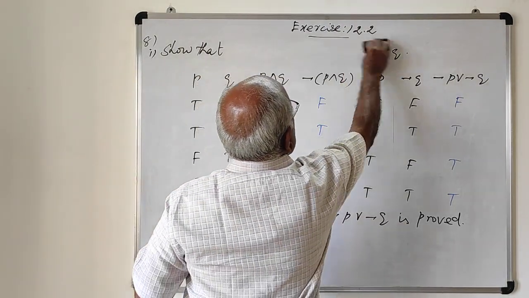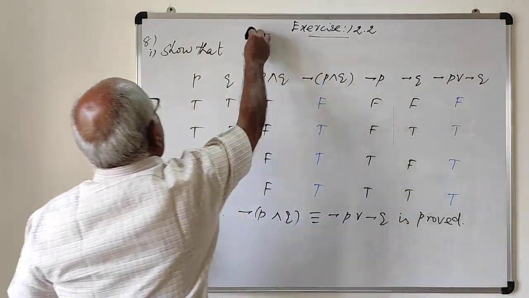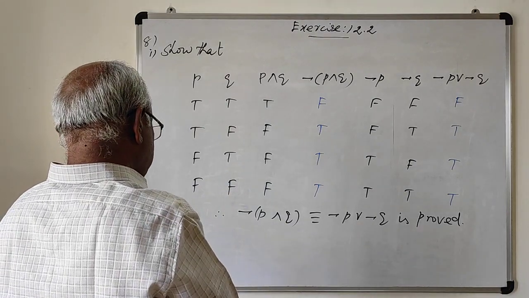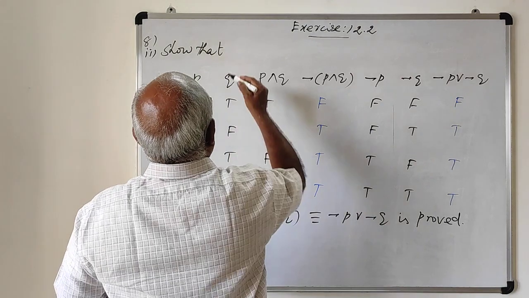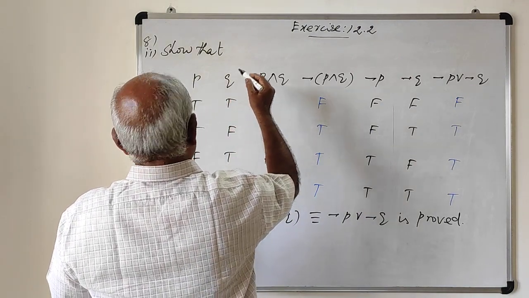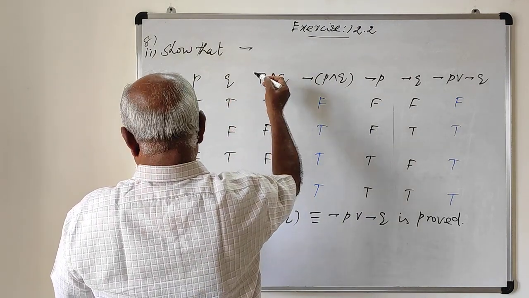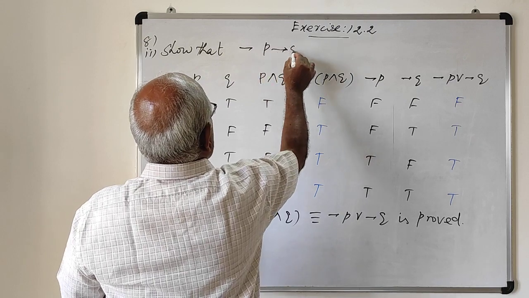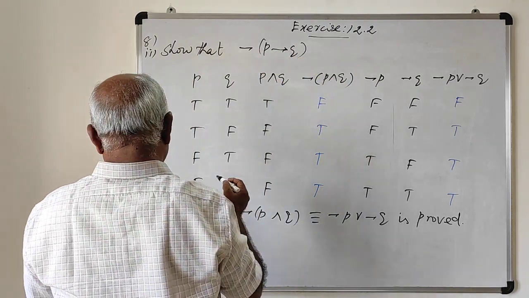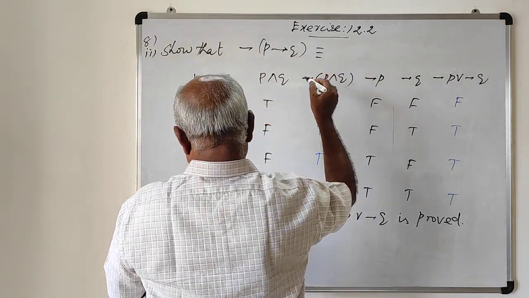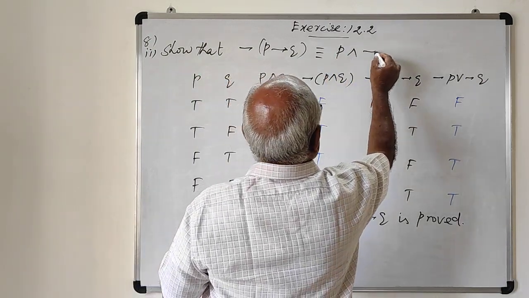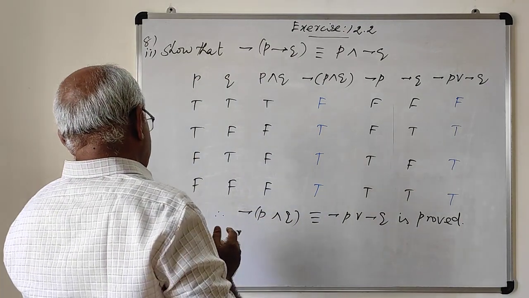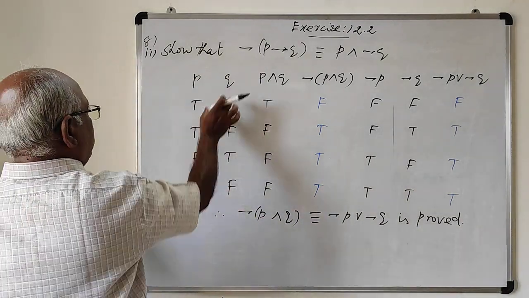Show that, eighth problem, second subdivision: show that negation of P implies Q is equivalent to P conjunction negation Q. See here also the columns P and Q are the same.